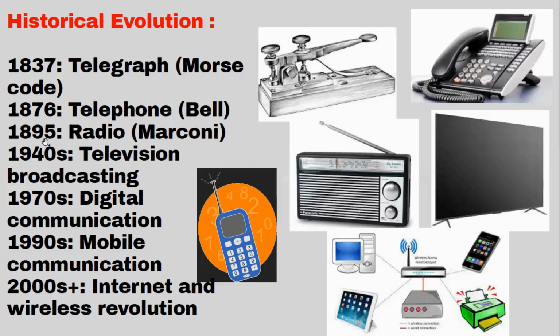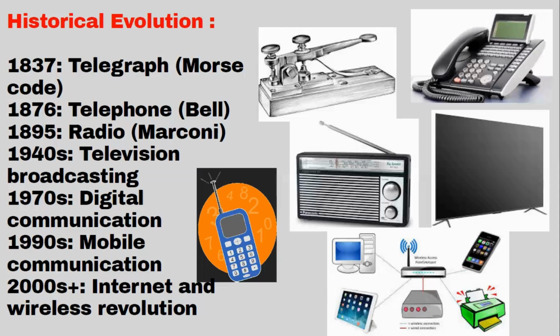Then we come to 1895, the radio. Radio was done by Marconi. That is radio communication, different types of voices and listening to a long distance. That is a wireless mode of communication. 1940s, television broadcasting came into existence. It was the very beginning, the start of the 1940s. Now we are into smartphones, where we get TV with the help of wireless as well as wired and different mediums of communication. In 1970 came digital communication.